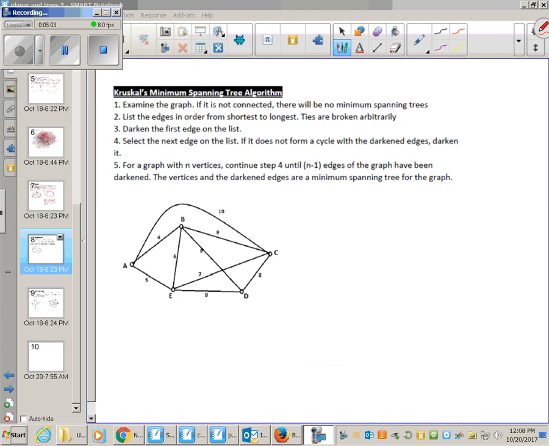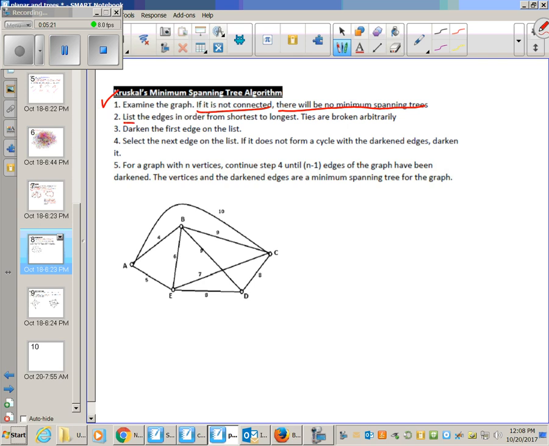The first method is Kruskal's method. All right, Kruskal's minimum spanning tree algorithm. Let's read through the steps together. First step is examine the graph. If it is not connected, there will be no minimum spanning tree. Most of the time, it will always be connected.